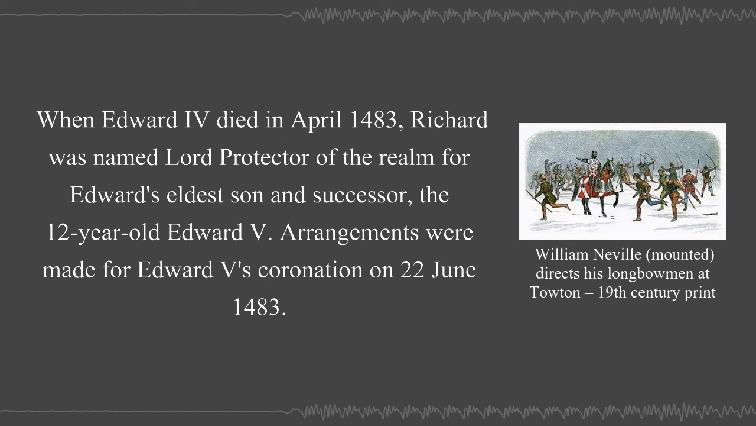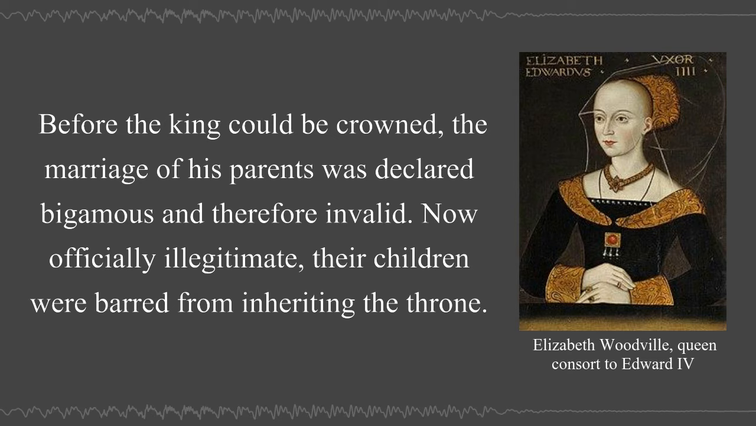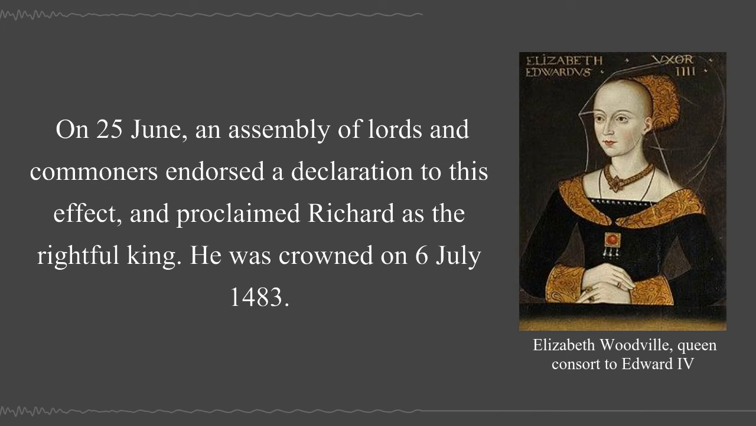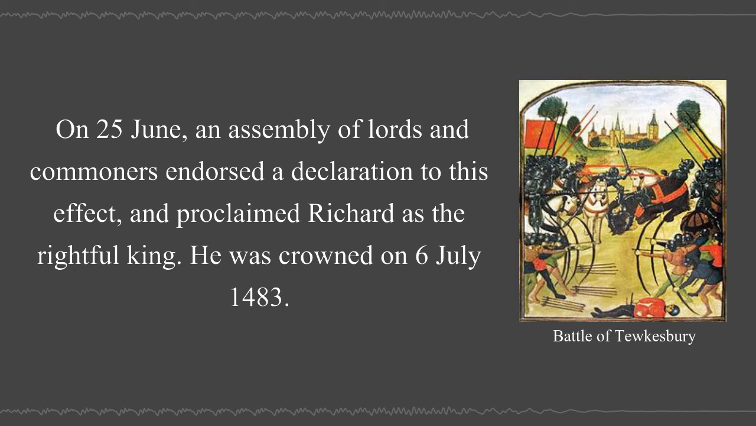Arrangements were made for Edward V's coronation on 22 June 1483. Before the king could be crowned, the marriage of his parents was declared bigamous and therefore invalid. Now officially illegitimate, their children were barred from inheriting the throne. On 25 June, an assembly of lords and commoners endorsed a declaration to this effect and proclaimed Richard as the rightful king. He was crowned on 6 July 1483.